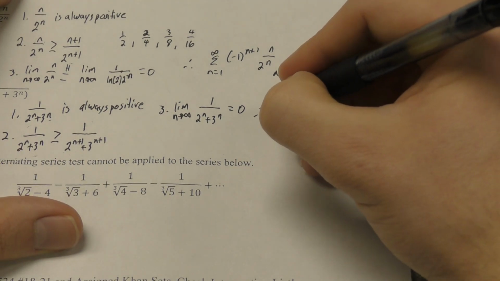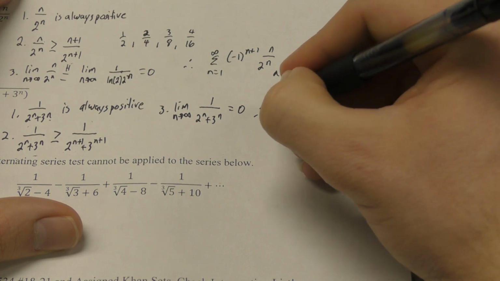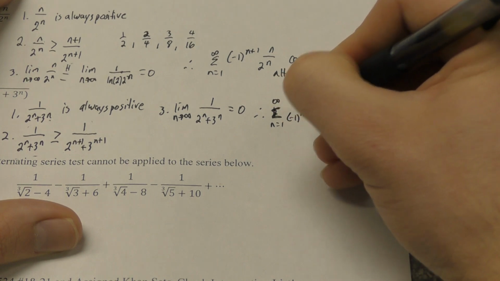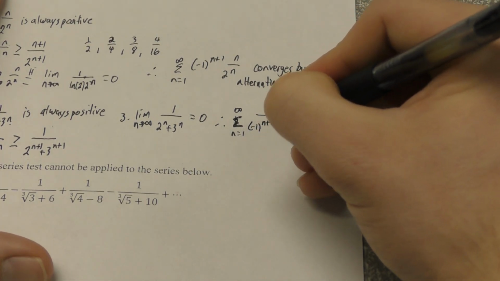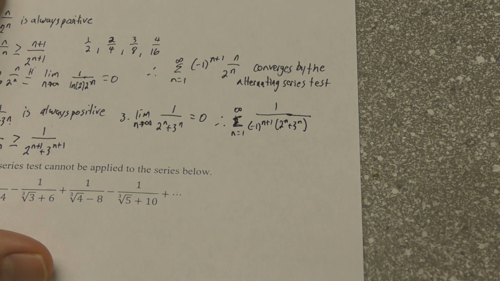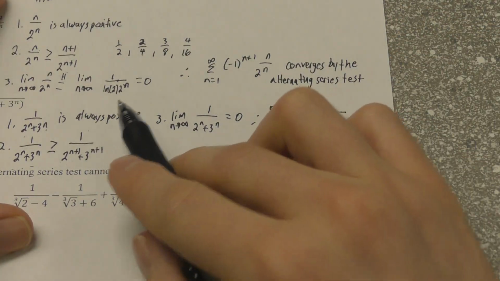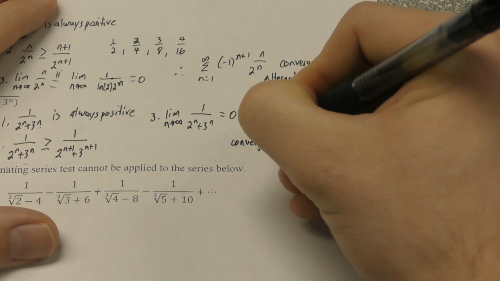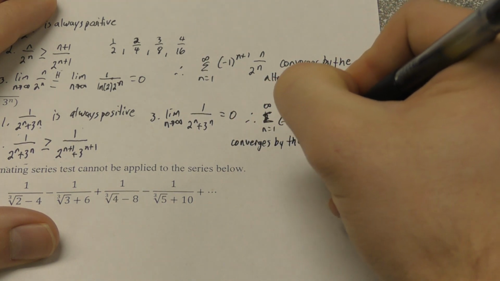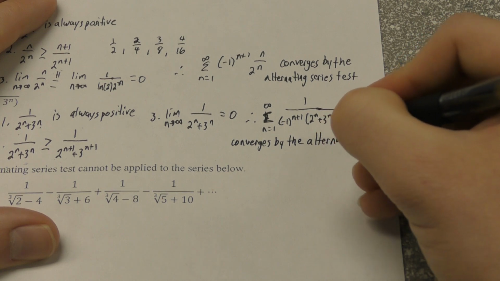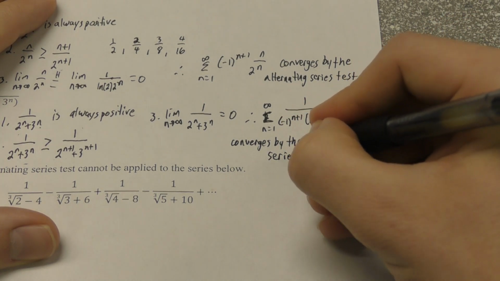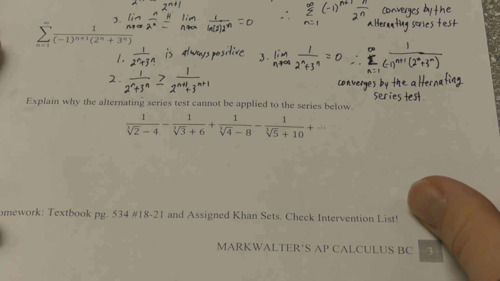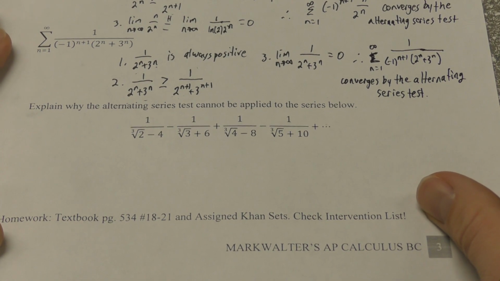Therefore, the series, this should be my series symbol, sorry about that, the sum from n equals 1 to infinity of negative 1 to the n plus 1 times 1 over 2 to the n plus 3 to the n. What do I know about it? It met all 3 of my requirements: positive, eventually decreasing, limit goes to 0. Therefore, it converges by the alternating series test. All right. Last thing, explain why the alternating series test cannot be applied to the series below.